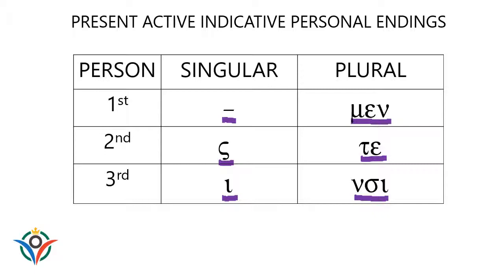So now that you have been introduced to these personal endings, let's see what they look like when they're attached to the stem of a verb with connecting vowels.